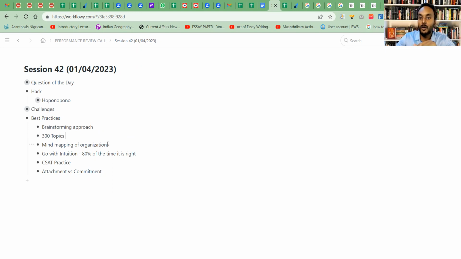And mind mapping of organizations. As Gopika rightly mentioned about a breakthrough, when you mind map the organizations for climate change, what are the organizations? For ozone depletion, wildlife protection, different purposes, for desertification, what are the organizations that are present? What are the protocols that are present? When you are able to brainstorm it out, you have a clear idea.